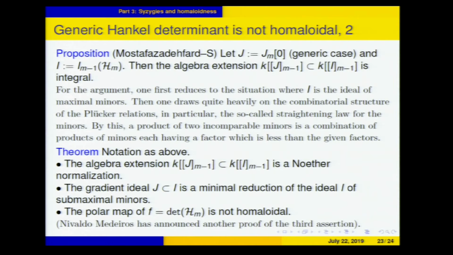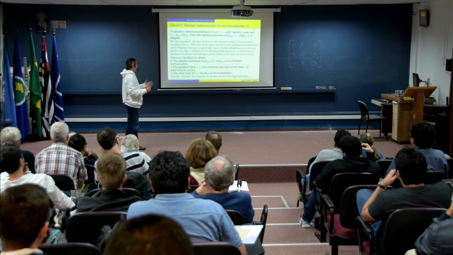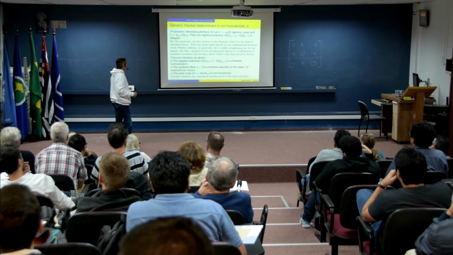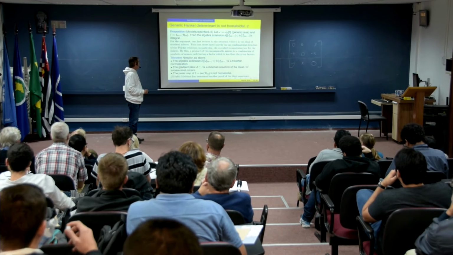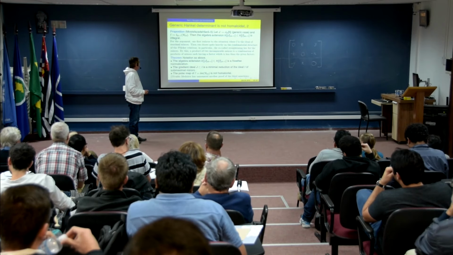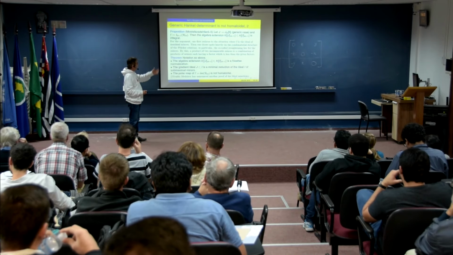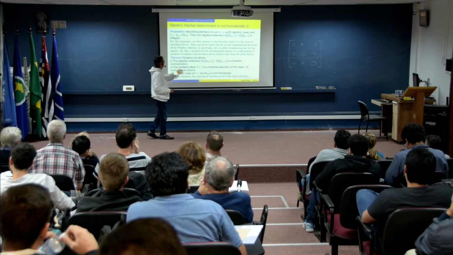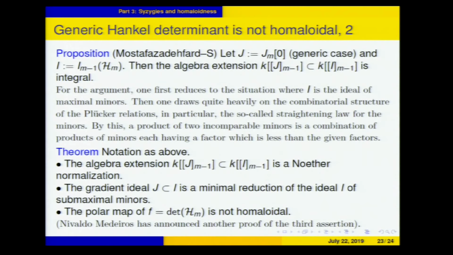And Nivaldo Medeiros also announced the proof of this third assertion. His way of looking is totally geometric. I believe it's about the same, but I was not able to translate it to algebra. And the proof now is essentially easy because this is a polynomial ring. Homaloidal would imply that this would be an equality in this case.